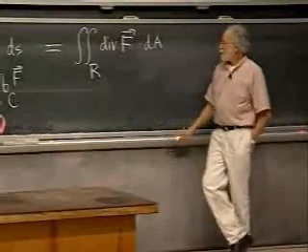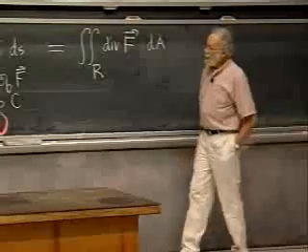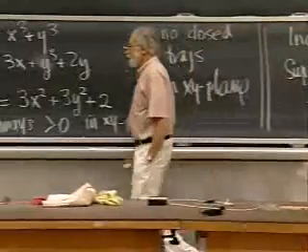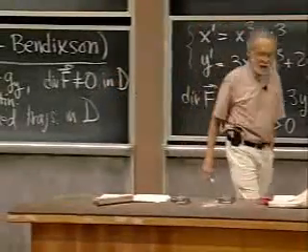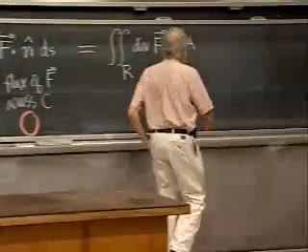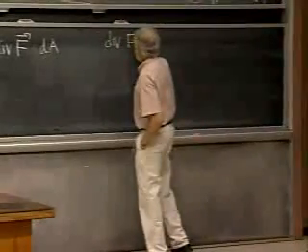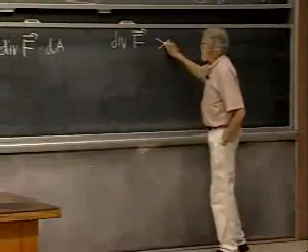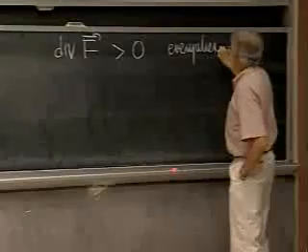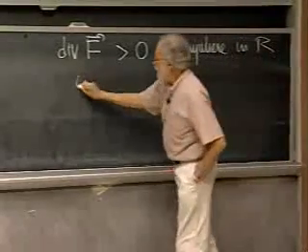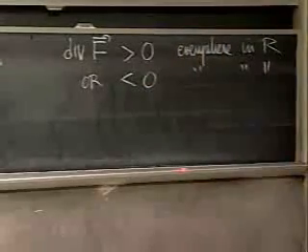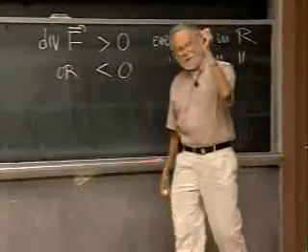All right, how much is that? Well, we haven't yet used the hypothesis. All we've done is set up the problem. Now, the hypothesis was that the divergence is never 0 anywhere in D, and therefore the divergence is never 0 anywhere in R. So what I say is the divergence is either greater than 0 everywhere in R, or less than 0 everywhere in R. But it cannot be sometimes positive and sometimes negative.